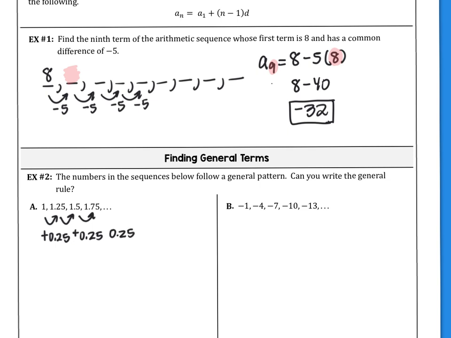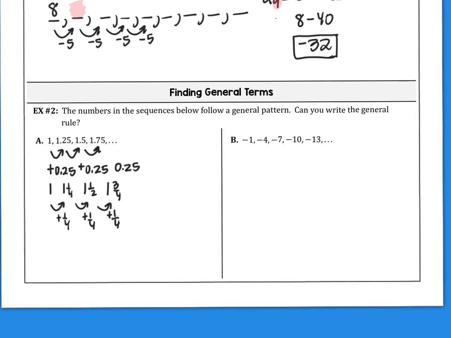Or you can think of it as a fraction and say, well, this is 1. This is 1 1/4. This is 1 1/2. This is 1 3/4. And notice, what are you doing? You're adding 1/4 every single time. If you see it better as fractions, but I'm figuring most people will probably see the decimals.